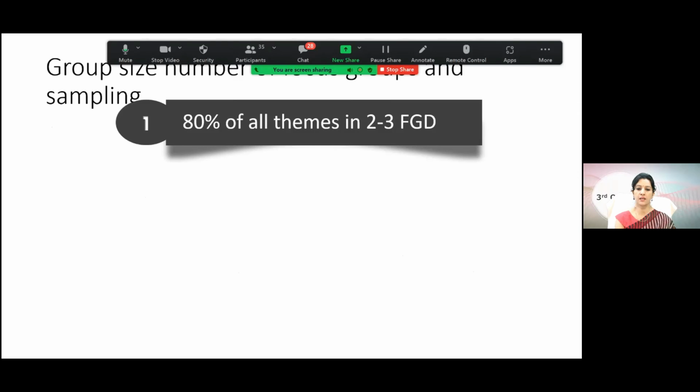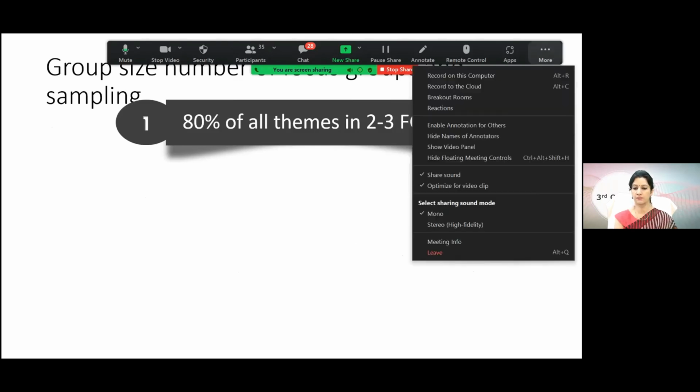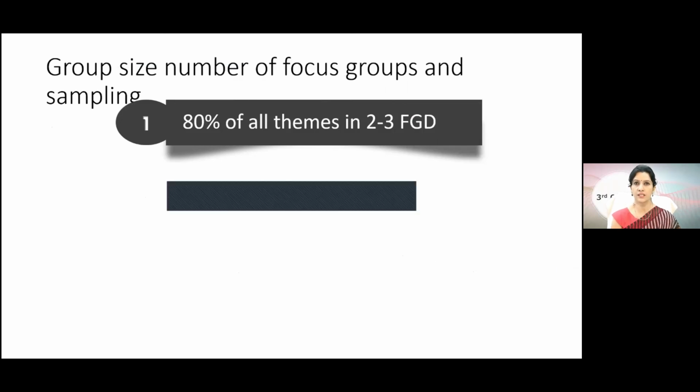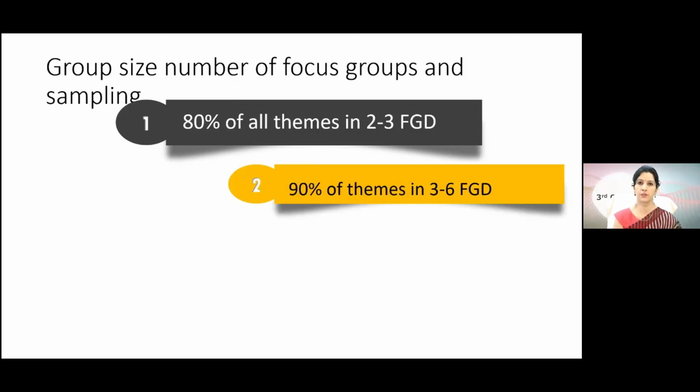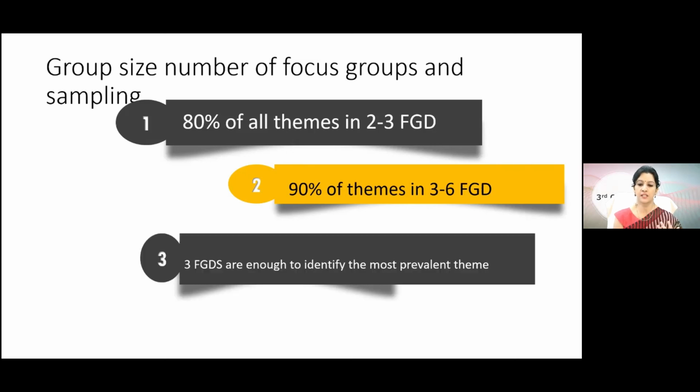The group sizes and the number of focus groups to be conducted depend on the context. All the standard textbooks say that it is not the number of FGDs that is important, but rather the content and richness of the data in each FGD. But generally it is seen that if it is a good FGD, you get 80% of the themes in 2 to 3 FGDs, and with 3 to 6 FGDs you get 90% of the themes. So 3 FGDs are enough to identify the most prevalent things.